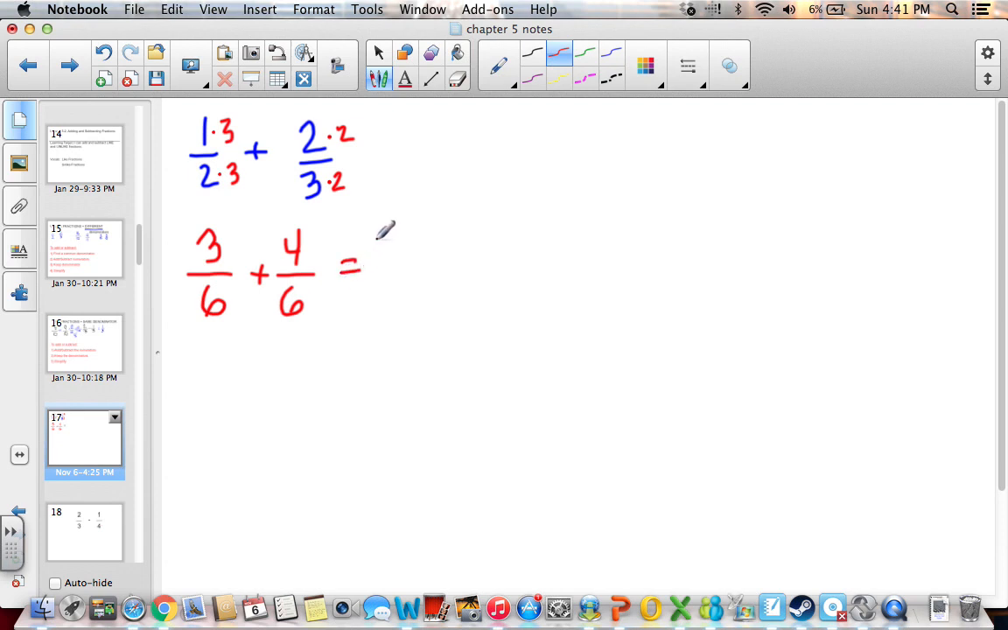And now I add 3 plus 4 is 7. Keep my denominator, 7/6. 6 goes into 7 one time. 7 minus 6 is 1. And then keep my denominator, 1 and 1/6.